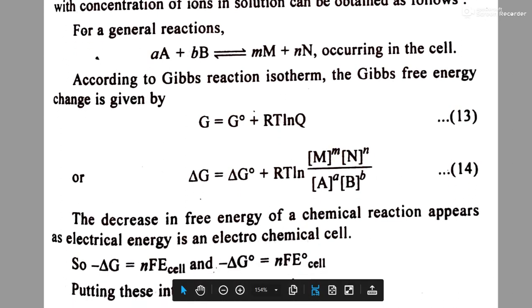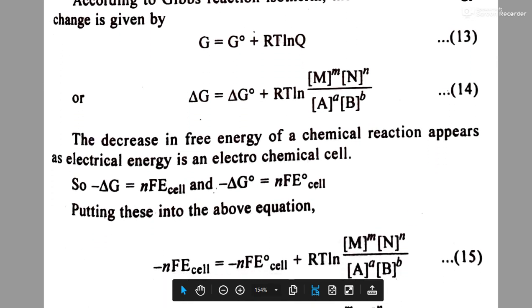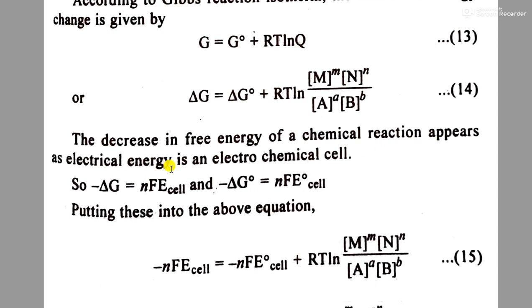Let us see how the equation is changing. So the decrease in free energy of a chemical reaction appears as electrical energy in an electrochemical cell. That is minus delta G is equal to nF E of a cell. So E of a cell is the EMF or the electromotive force. So at the standard condition, we change this equation as minus delta G0 is equal to nF E0 of the cell. Now putting these into the above equation.